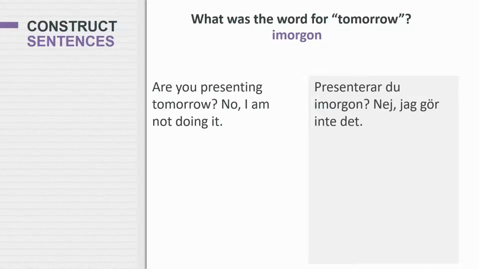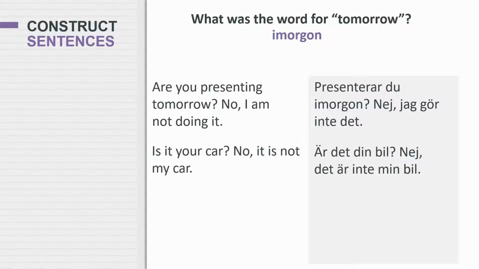And you can also notice that instead of saying imorgon, I said imorgon. And this is simply very informal Swedish that you will hear when you're walking on the streets, talking to people. Is it your car? No, it is not my car. Är det din bil? Nej, det är inte min bil. And of course the word for my would be min here, not mitt, because car is en bil.